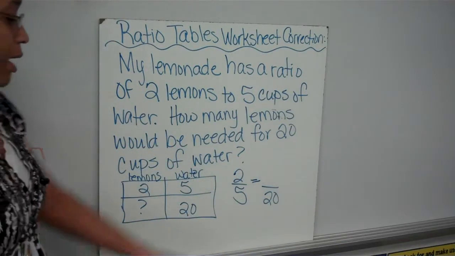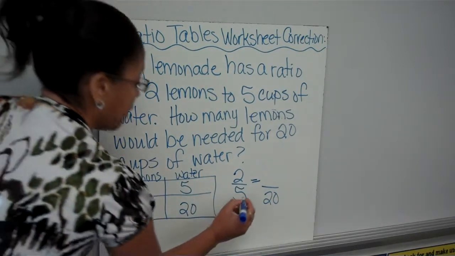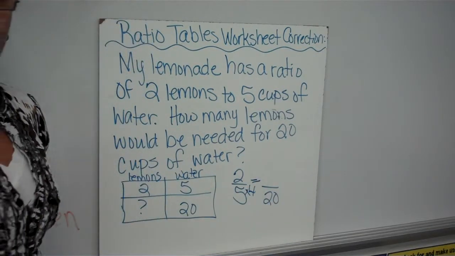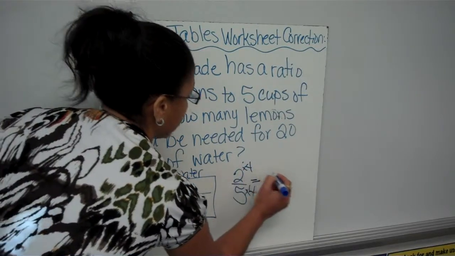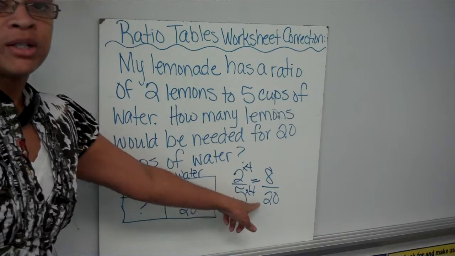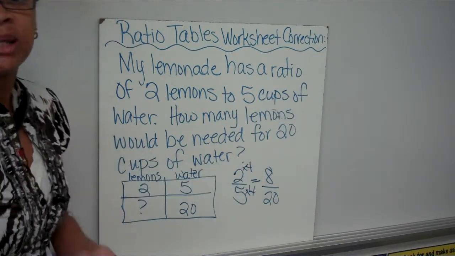So then I just figure out, how did 5 become a 20? Well, 5 became a 20 by multiplying it by 4. And then I use the rule, whatever you do to the denominator, you have to do to your numerator. So I'm going to do 2 times 4, and that's going to give me 8. So I would need 8 lemons to make, for every 20, if I have 20 cups of water, I would need 8 lemons to make my lemonade.